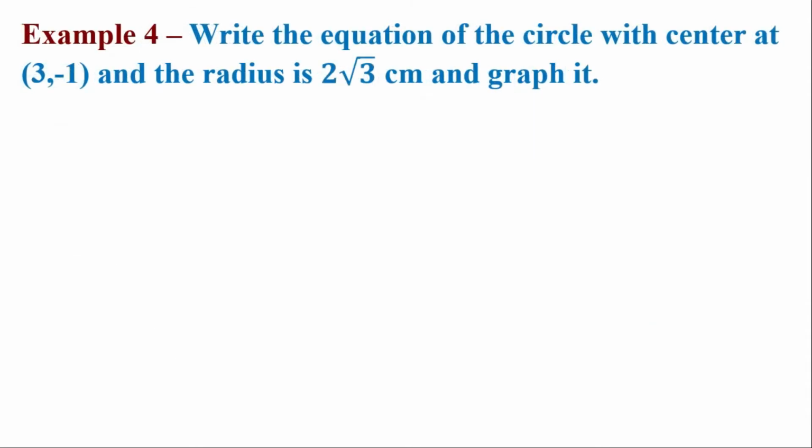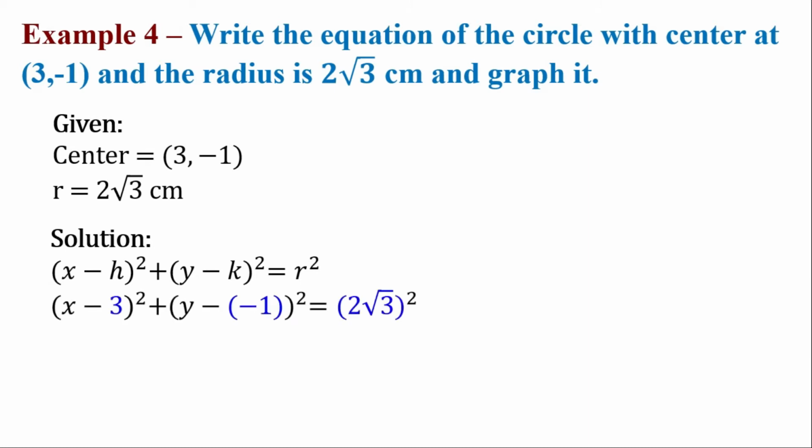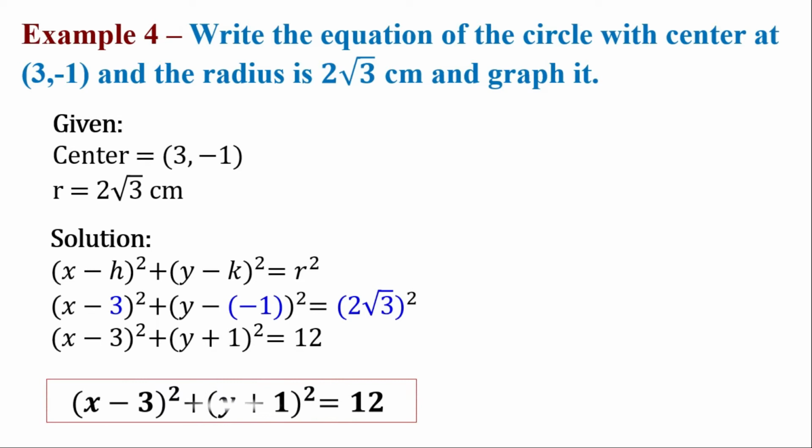Number 4. Write the equation of the circle with the center at (3, -1) and the radius of 2 square root of 3 and graph it. Okay, write the center. Substitute the given: 3 for the value of h, -1 for the value of k, and 2 square root of 3 for the value of r. Simplify it further. This will become y plus 1 and this will become 12. Then that is our equation of the circle.